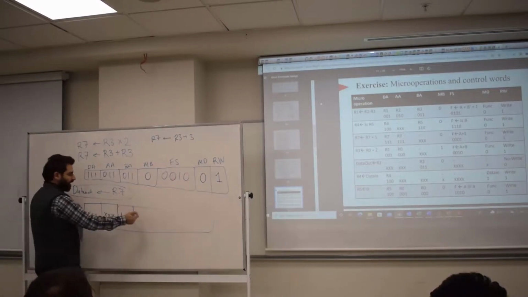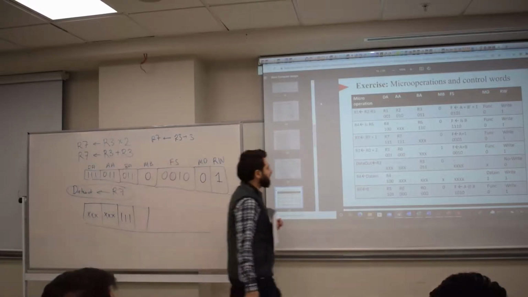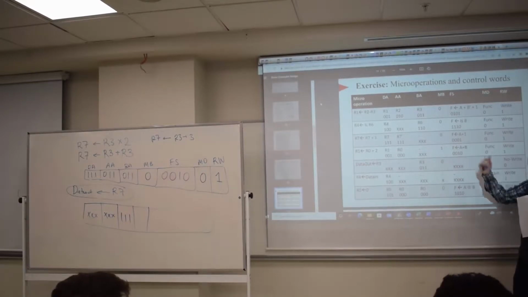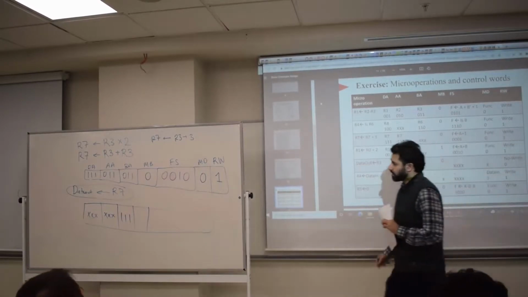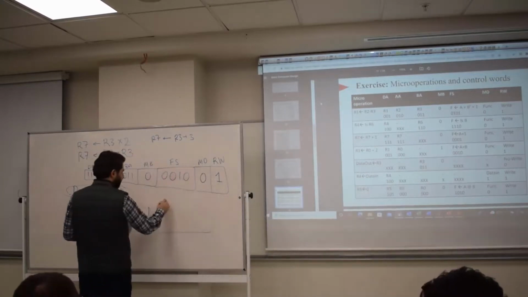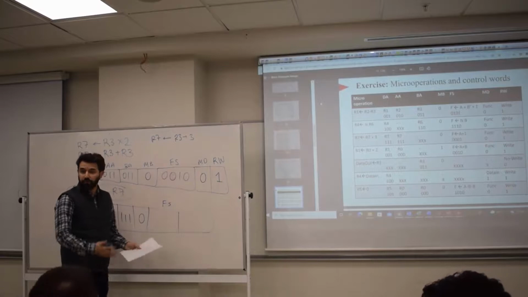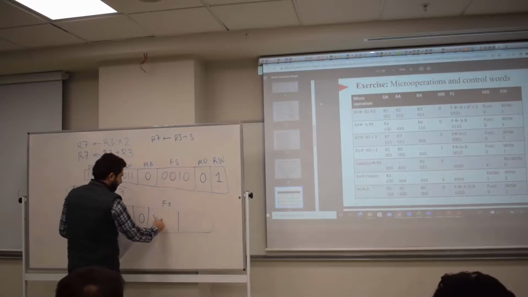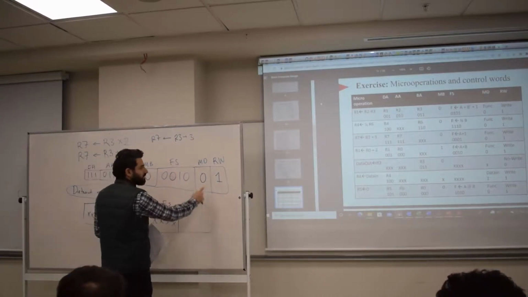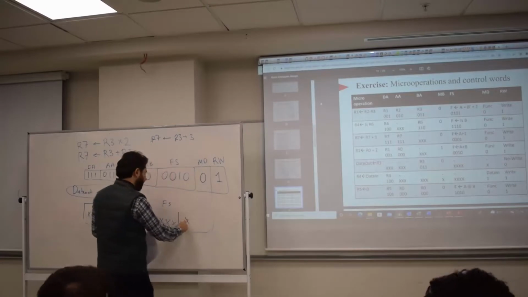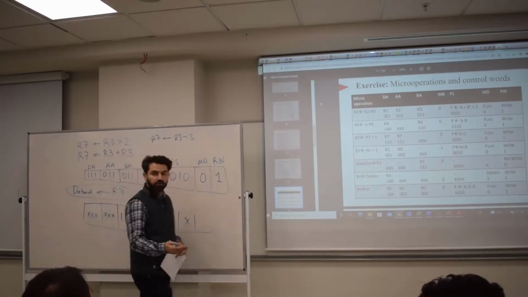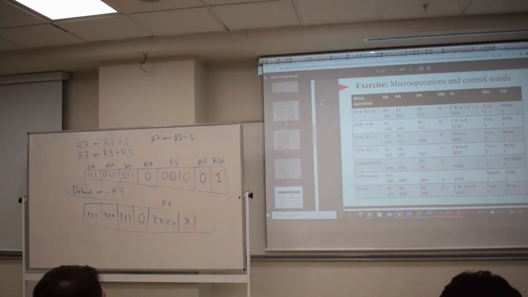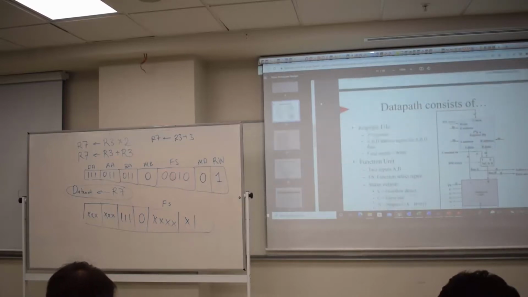Okay? And next is MB. In this case, MB, as you can see, is 0 because you're reading the data from the register file, not the constant, right? That's why this is 0. OFS is X because we don't do any computational manipulation, so that doesn't really matter, as you can see from the same example. And MD is also don't care because MD is concerned after the function unit, right? But we've got nothing to do with the function unit when we write something to the memory, according to this data path, right? You see the data path?